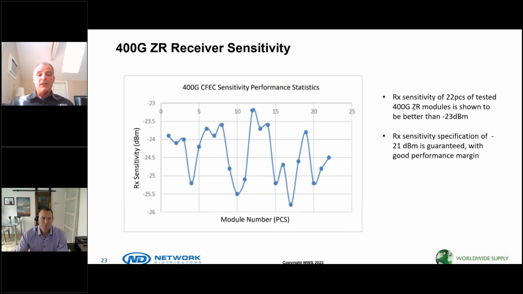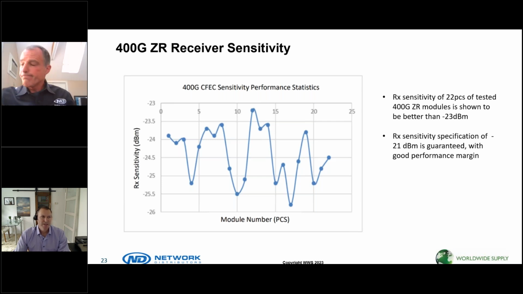So the point being is, if you can get a hotter output, or a better receiver sensitivity, you're going to be able to get longer distances unamplified, or especially on the receive side, better OSNR and distances when you're in amplified environments.